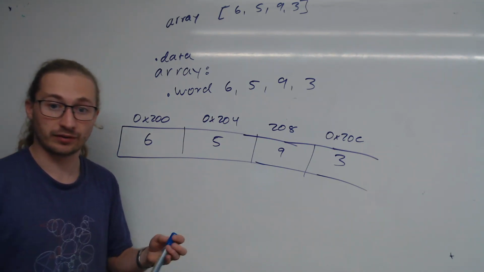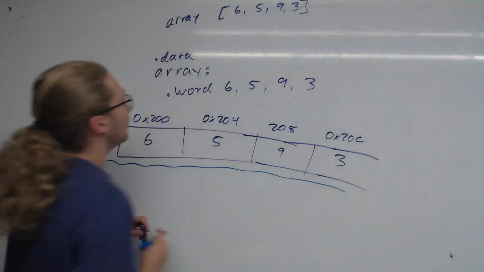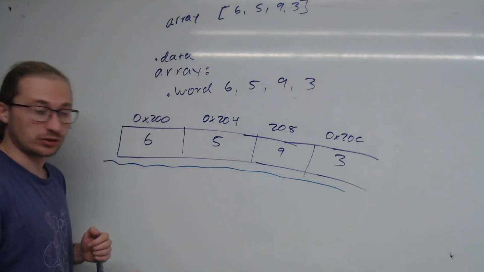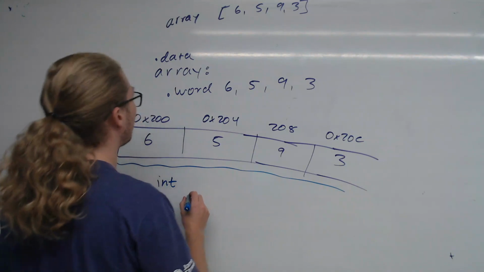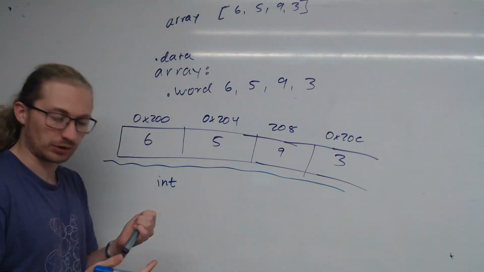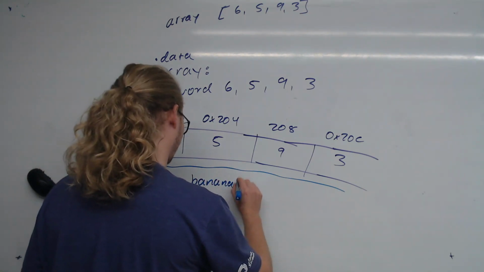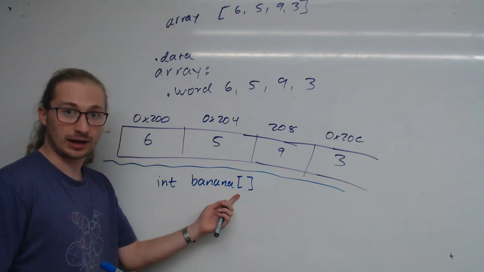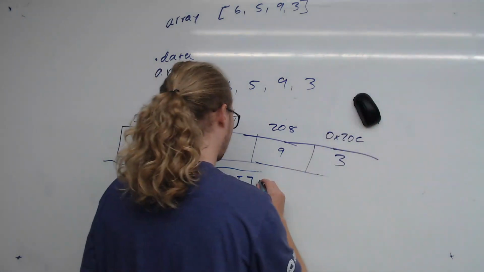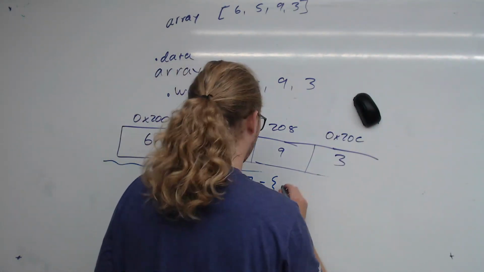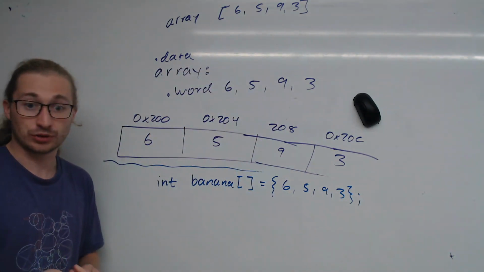In C, it's very, very similar. So let's see what this would look like if I wrote it in C syntax. So to declare an array, I have to specify what the type of the array is. So I'm going to declare it as an int array. I'll give it a name. I could give it the name array, but I don't want to imply that array is a keyword, so I'll give it a silly name. I'll call it banana. These are square brackets to indicate it's an array, and then I can initialize my array by writing out the elements that live inside. So in this case, 6, 5, 9, 3. And this will do precisely the same thing that assembly does.